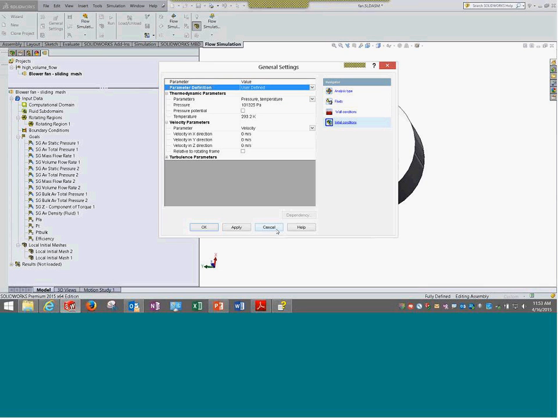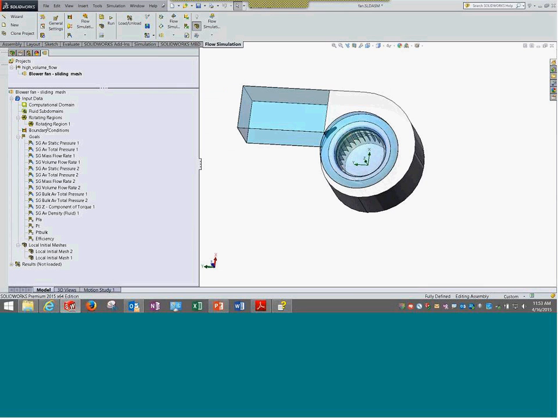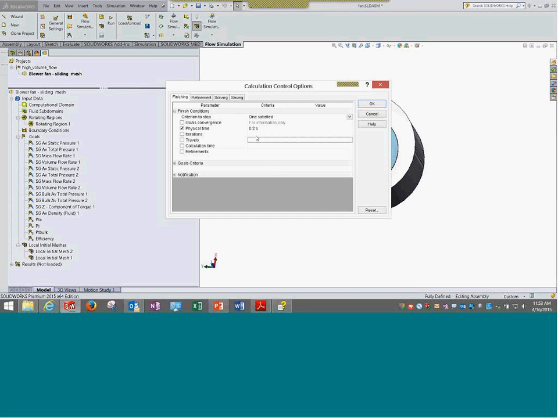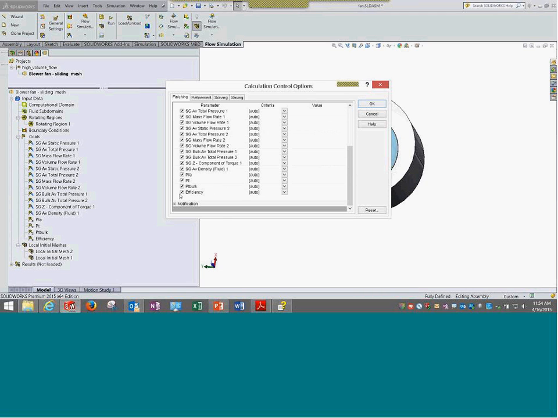Okay, you can see a physical time of 0.2 seconds has been given. Obviously, this will be rotating at a very high speed, so a small time is given. We are seeing, and then one of the goals is satisfied. Any other important thing that is here? Refinement, solving, and solving time step manual.